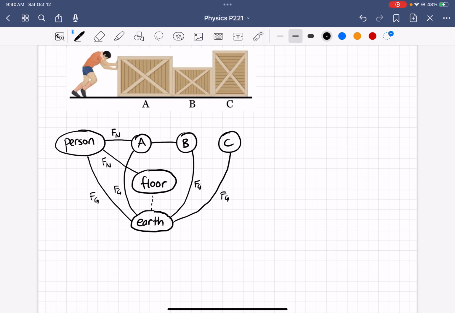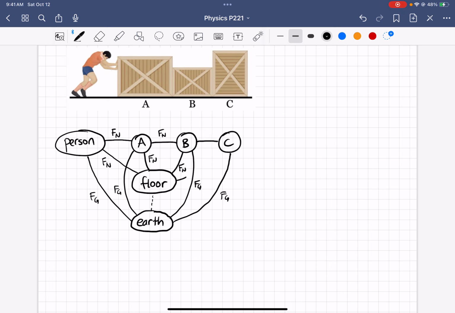All right, so there's a lot more going on here, and this is without even considering friction. If there was friction between the crates and the surface, I would need a few more lines connecting the boxes to the floor as well. So there's a lot going on here.